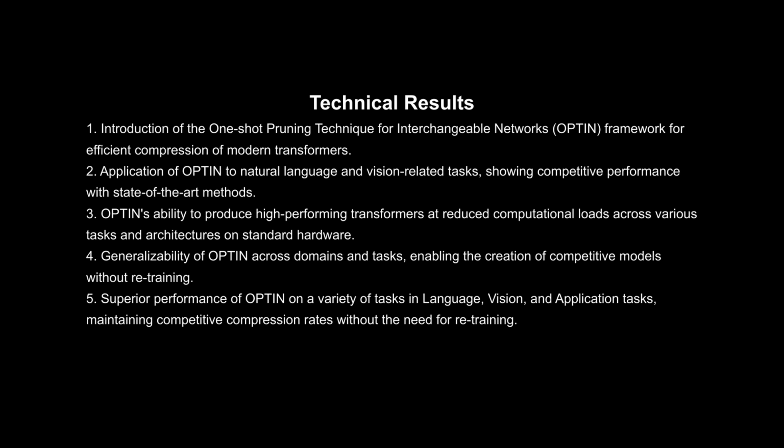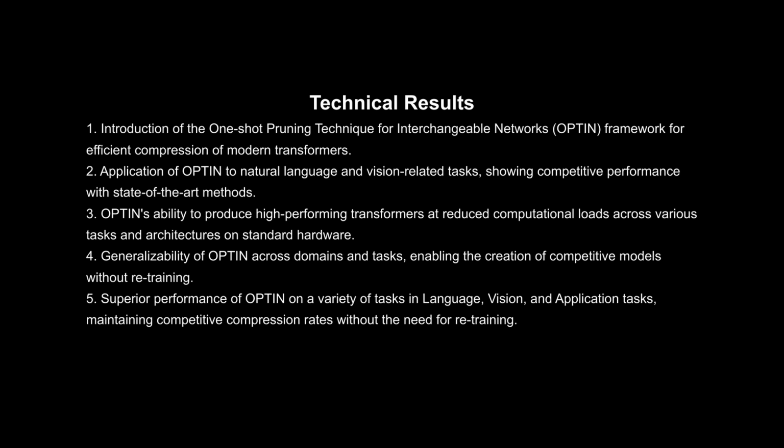Key results and implications. The OPTIN framework's generalizability across domains and tasks is a significant result as it can produce competitive models without requiring retraining. This enables future application to larger models across many tasks. The framework's ability to maintain competitive compression rates without incurring the cost of retraining is another key result, which has implications for the wide-scale adoption of transformer architectures, especially in resource-constrained environments.